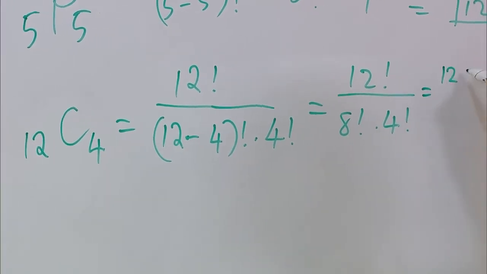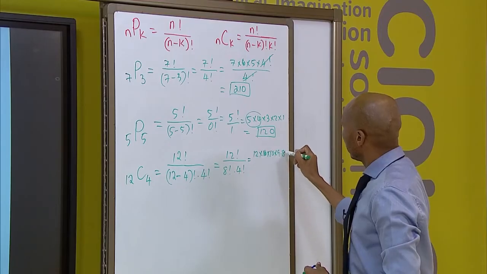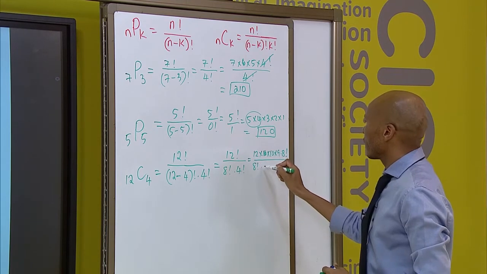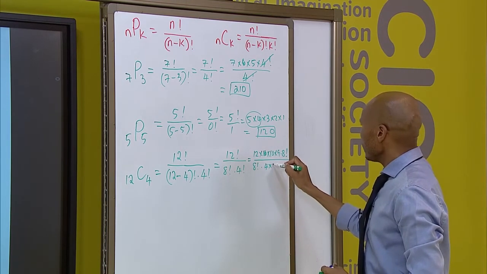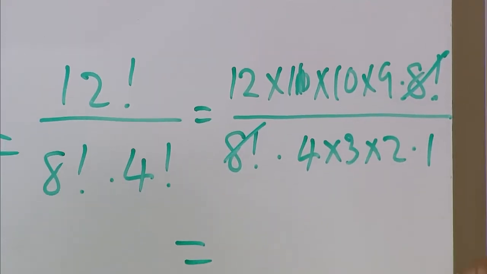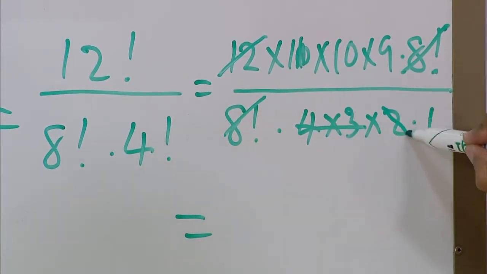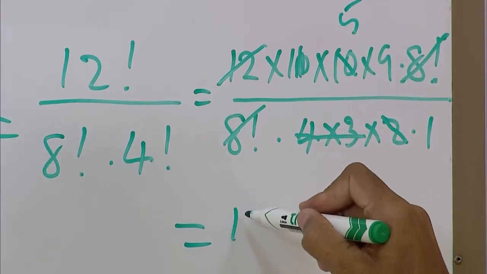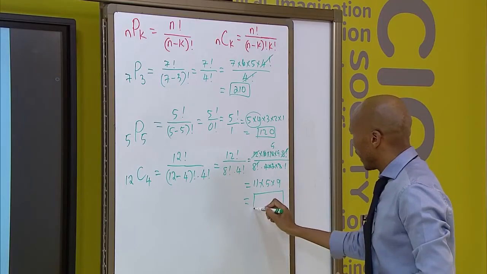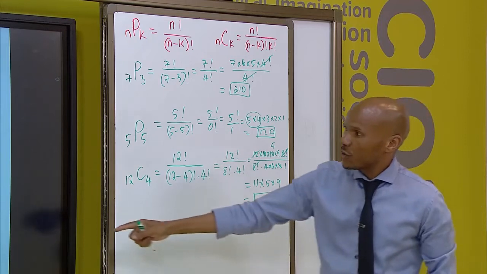Okay? So that will be 12 times what? Times 11, times 10, times 9, times 8 factorial. Why am I saying 8 factorial? Because I want it to cancel with that. So you're going to have 8 factorial times 4 times 3 times 2 times 1. So this is going to cancel with that. There you are going to have 4 times 3 is 12. That is going to cancel with that. So you are left with 2 there, and that is 5. So that will be 11 times 5 times 9. And the answer that you get will be your combinations. Let's go to the second question.